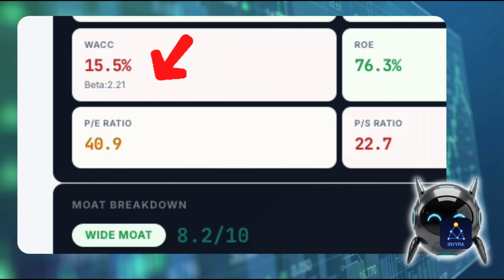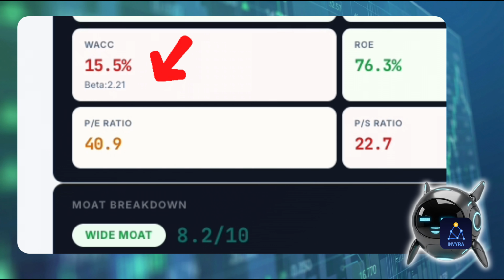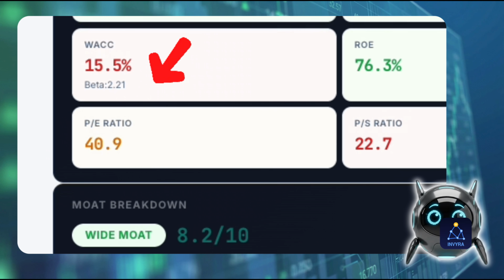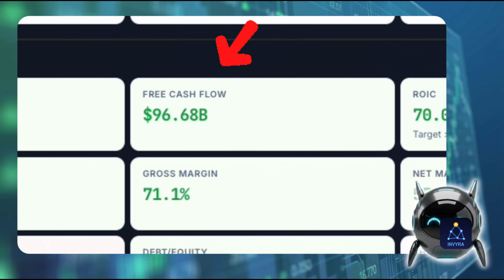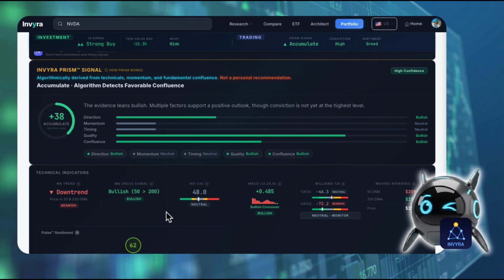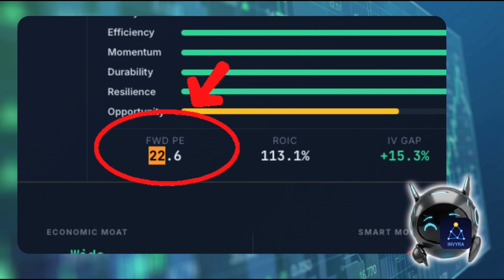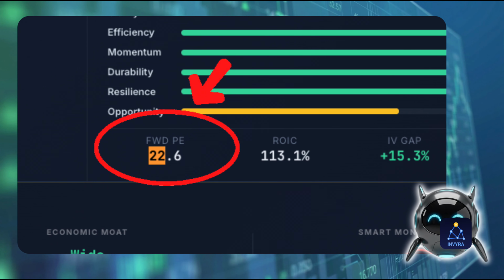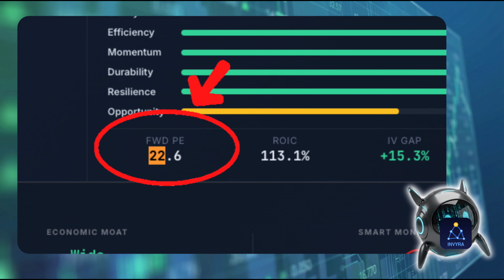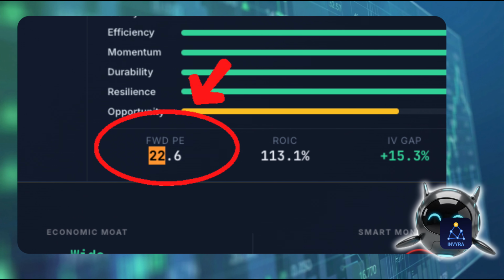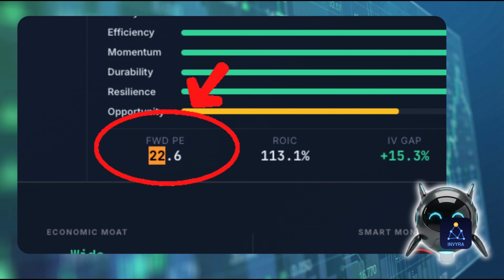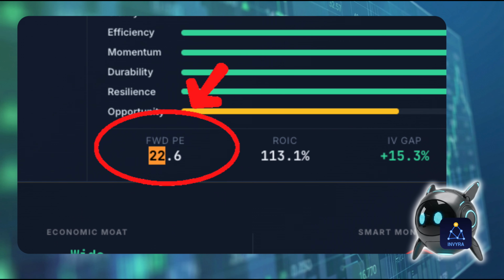The trailing PE is 40.9. On the surface, it looks expensive. But when you account for what this business is generating, $96.68 billion in free cash flow, earnings growing at 30% near-term and 25% long-term, the fair value calculation lands well above where the stock is trading today. There's also a forward PE worth noting, 22.6. As earnings continue to grow, investors buying at today's price are effectively paying 22.6 times next year's expected earnings, which is a very different picture than the 41 number you'd see on a basic stock screener. This is why single metric valuation misleads. The trailing PE said expensive, the full picture says something else.